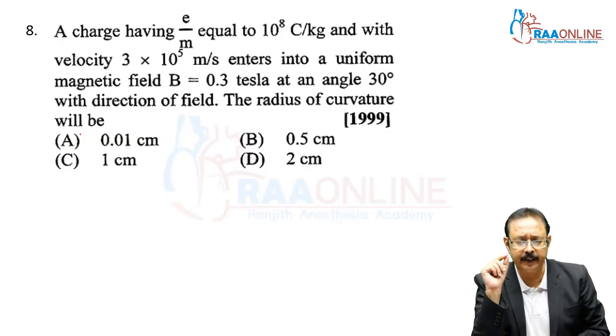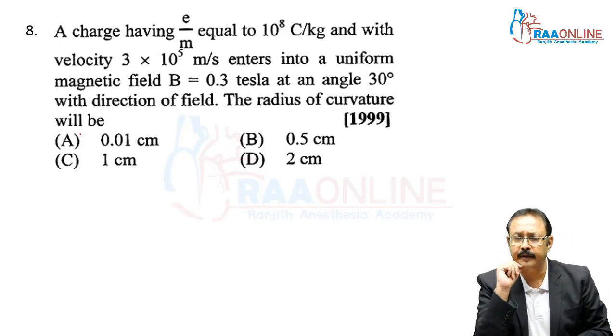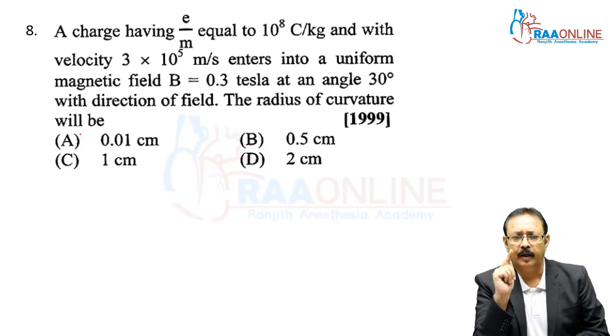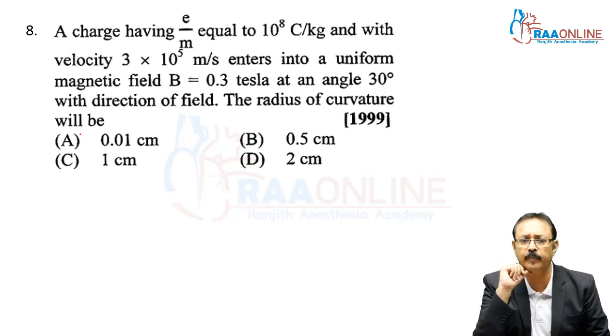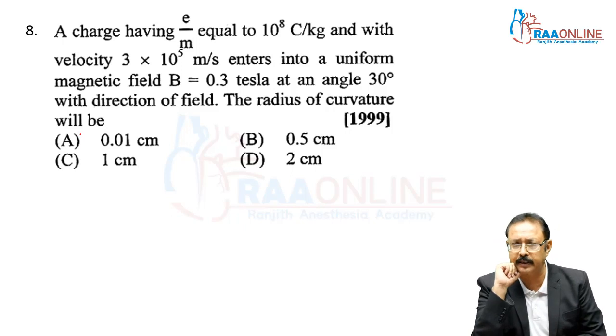It is from 1999 AIPMT. A charge having e upon m, known as specific charge, equal to 10 to the power 8 coulomb per kg, and with velocity 3 into 10 to the power 5 meter per second, enters into a uniform magnetic field B of 0.3 Tesla at an angle 30 degree with the direction of field.